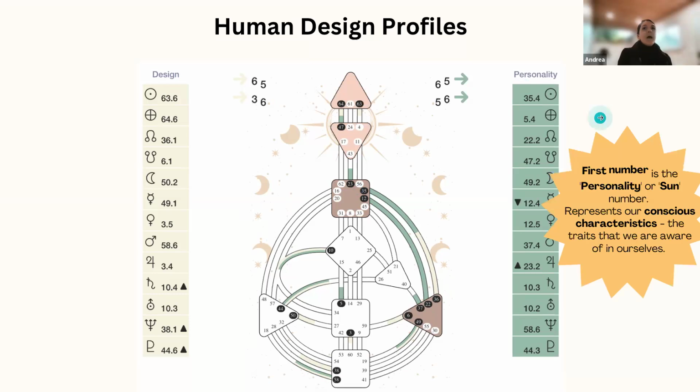Okay, so we have the first number. Sorry, what I should say here too is profile refers to the two numbers. So everyone should have on their chart received, it'll either say profile or just a number. For me, it's 6/2. Everyone will have two numbers. So the first number, for me the 6, refers to the personality or sun number. So this is going to be, when I'm looking at it this way, on the right-hand side, personality. And this represents our conscious characteristics, the traits that we're aware of in ourselves.